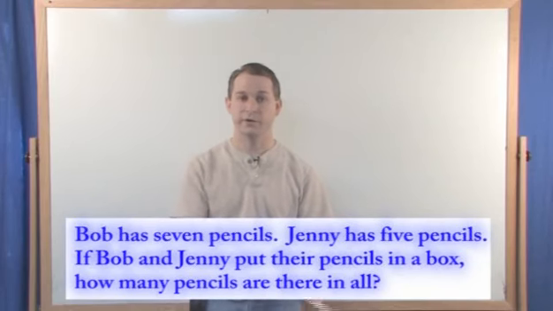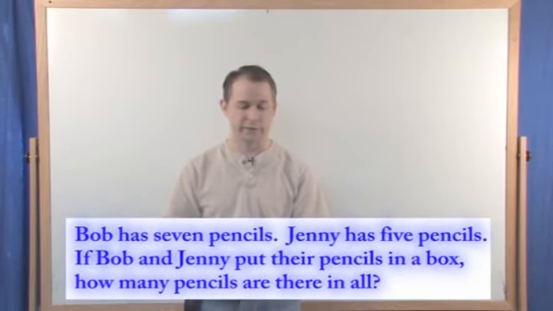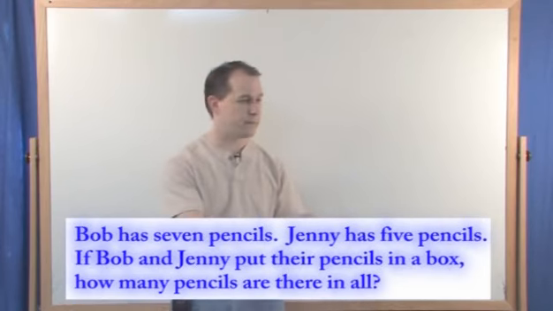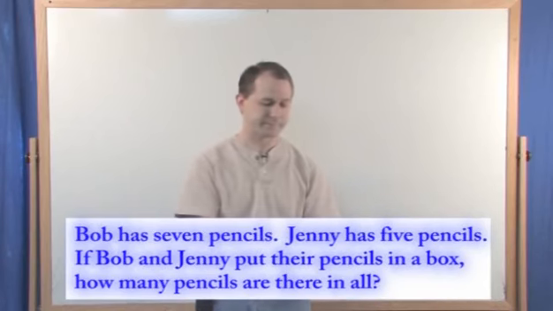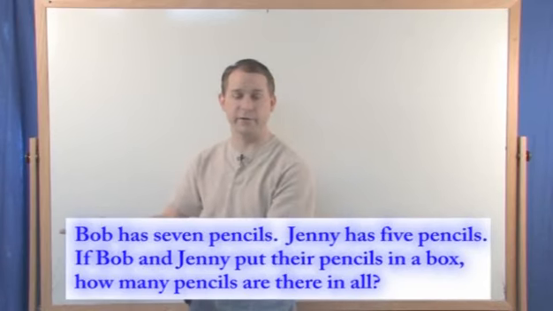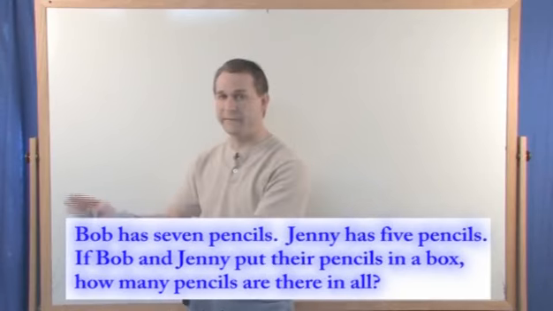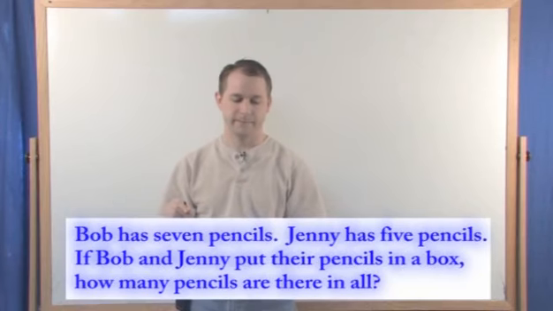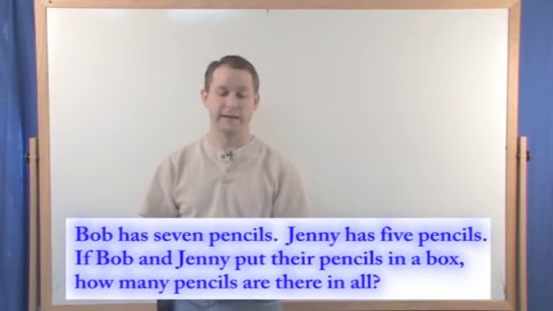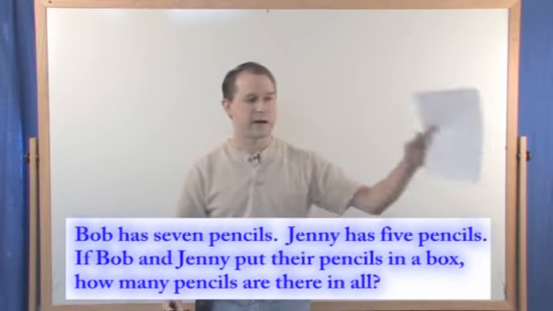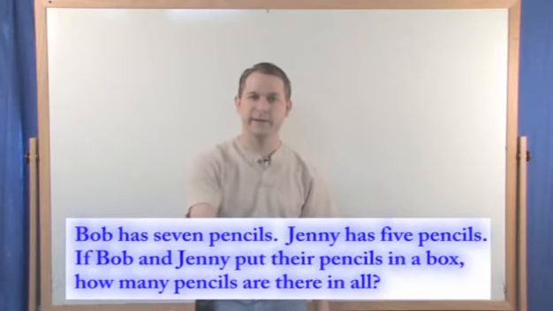So we're going to do that again here. We're going to read it one more time and we're going to understand it. Bob has 7 pencils. Okay, so there's this person Bob. He has 7 pencils in his hand. Jenny, who's another person, has 5 pencils. So Bob has 7 pencils, Jenny has 5 pencils. If Bob and Jenny put their pencils in a box, how many pencils are there in all? Okay, so there's a box, Bob puts his in, Jenny puts hers in.